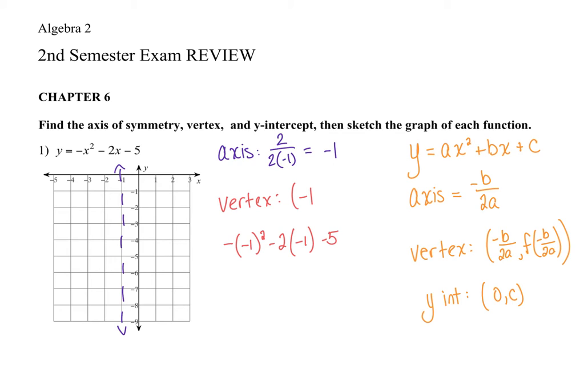This is one of the most common mistakes that I get with a problem like this. I'm going to square the negative 1, which would be positive. Then I'm going to apply the negative, which would make that a negative 1. Negative 2 times negative 1 is a plus 2, and then a minus 5. So I end up with a negative 4 here, which is my y value of my vertex. I'm going to graph negative 1, negative 4 as my vertex.